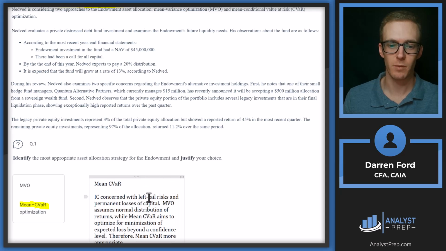Mean-CVaR. IC is concerned with left tail risks and permanent loss of capital. MVO assumes a normal distribution of returns, while mean-CVaR aims to optimize for minimization of expected loss beyond a confidence level. Therefore, mean-CVaR is more appropriate since it accounts more for that left tail in the optimization.